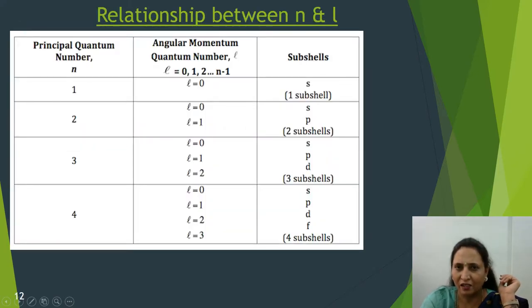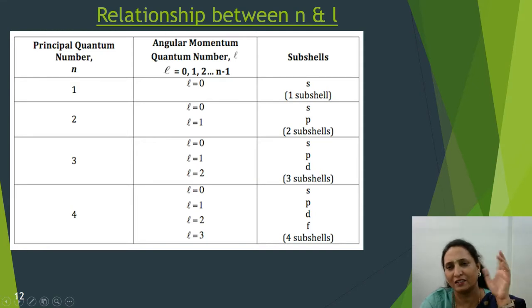Now this table gives a relationship between n value and L value. From this table, you get a clear-cut idea about the relationship between these two: principal quantum number and azimuthal quantum number. The left side indicates the principal quantum number, the middle one is the angular quantum number, and the right one is the subshell present.